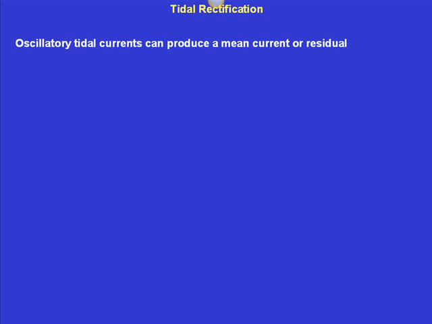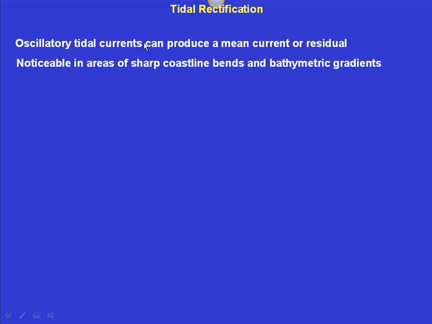So that's again because the waves become distorted. The same thing, tidal waves will become distorted and they will produce a mean current. And that distortion or that rectification, we think it is from nonlinear interactions. And those nonlinear interactions in the case of tidal waves arise in sharp coastline bends or in bathymetric gradients.